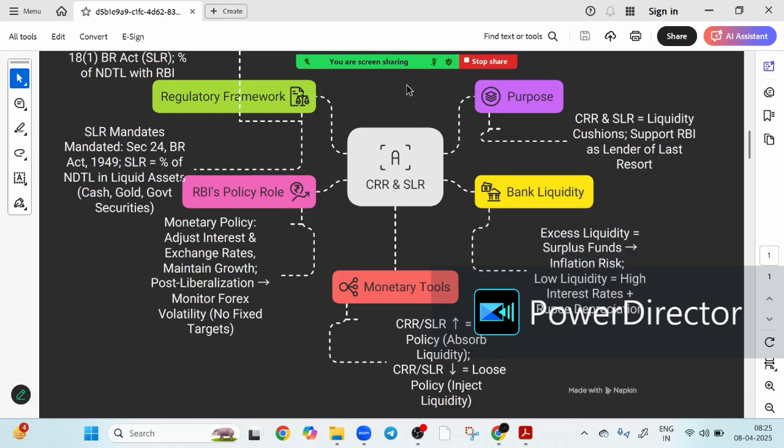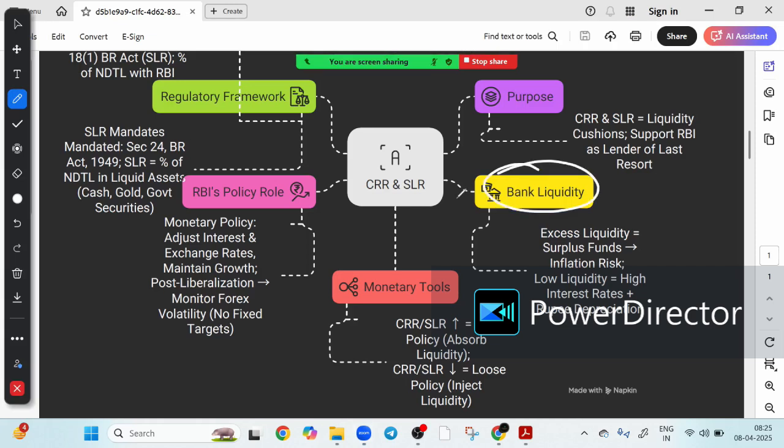Now the question is, what about bank liquidity? Friends, if there is too much liquidity in the system, it can lead to surplus funds and inflation risk. On the flip side, if liquidity is low, it may lead to high interest rates and even rupee depreciation. You see, high liquidity means surplus funds and inflation. Low liquidity means high interest rates and rupee depreciation, right? CRR and SLR help the RBI maintain the right balance.